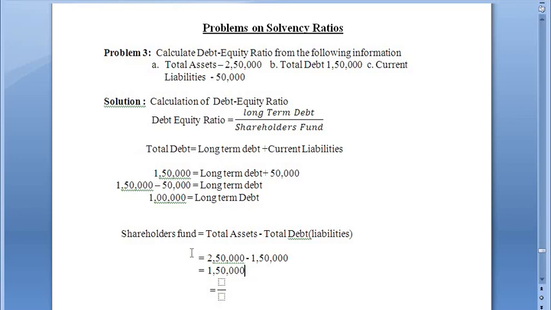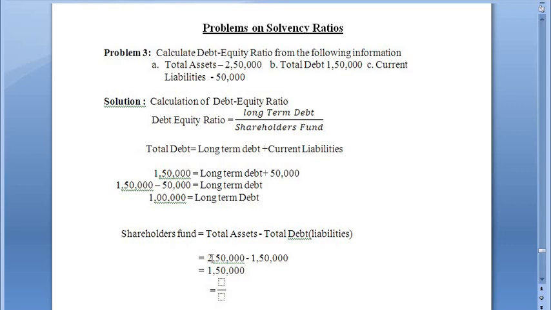Shareholders fund is equal to preference share capital plus equity share capital plus reserves and surplus minus fictitious assets, that is goodwill and preliminary expenses. But when this information is not given in the problem, we can find out shareholders fund this way as well: deduct total liabilities or total debt from total assets, and whatever balance remains is the shareholders fund.